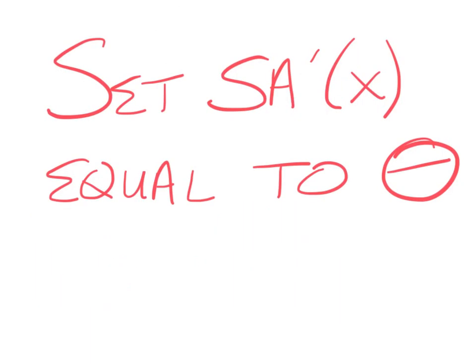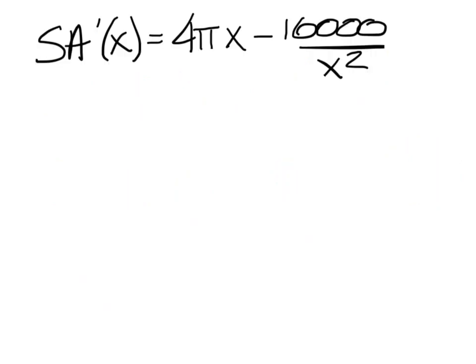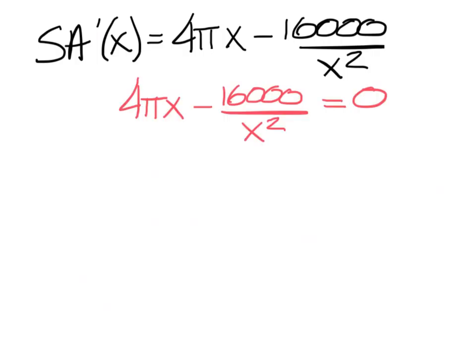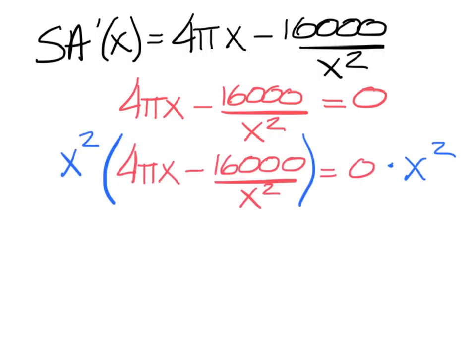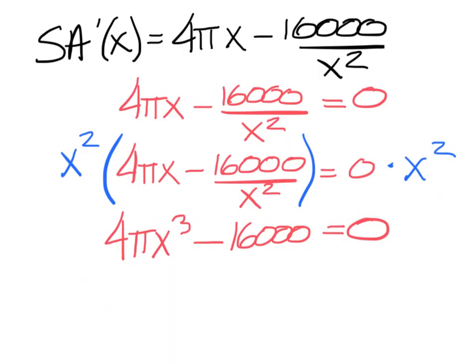So when we set it equal to 0, it's going to look like this. And now since it's equal to 0, we have some options available as far as multiplying through and making things easier. Let's get rid of the x squared on the bottom of that fraction. You can multiply both sides by x squared so that we can cancel out the x squared on the bottom. So when you do that, you have 4 pi x cubed minus 16,000. The x squared cancels out here. And all of that equal to 0. So now we have to solve this equation.